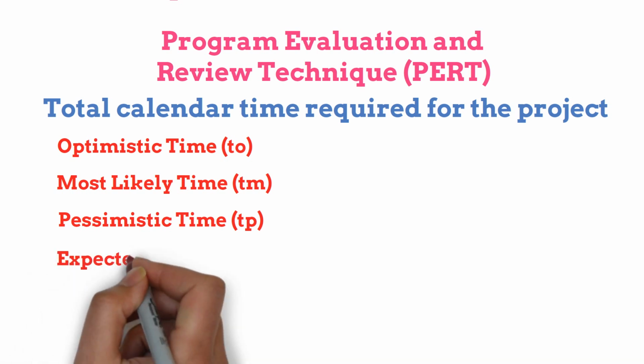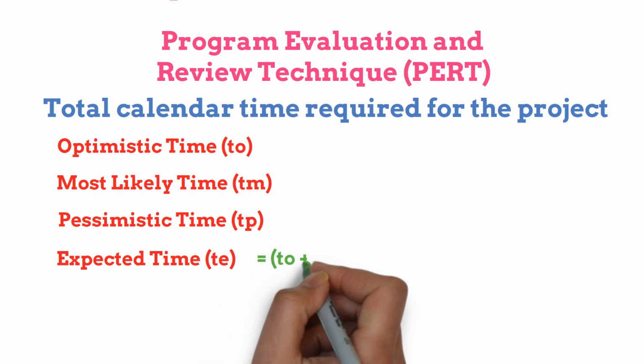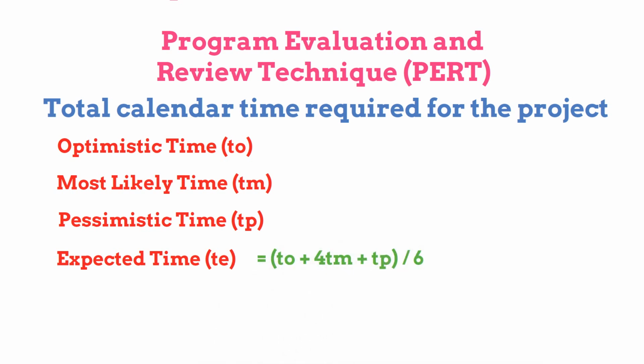The expected time, or TE, for each activity can be approximated using the weighted average of these three time estimates using this formula. Then, similar to CPM, the duration of the project is fixed by the time taken to complete the path through the network with the greatest total duration.